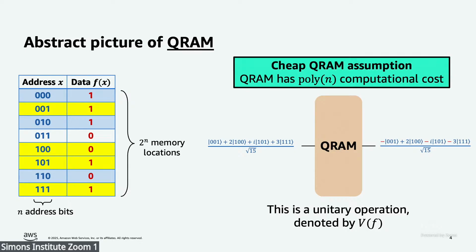There's a controversial assumption in a lot of algorithms that depend on QRAM, which is that the cost of doing this operation is similar to the cost that we assign to RAM in classical computing. So it has poly-n computational cost. There are a lot of quantum algorithms that, if this assumption were to fail, would not be able to deliver the speedup that they're promising. So it's an important question to get to the bottom of.